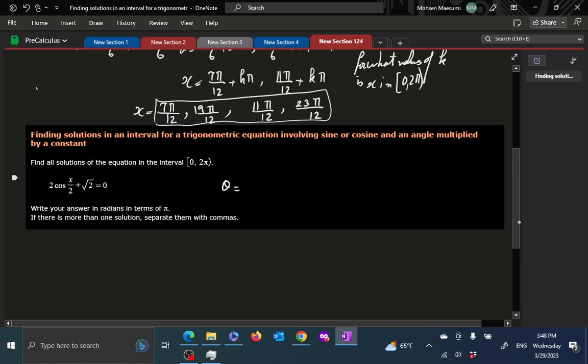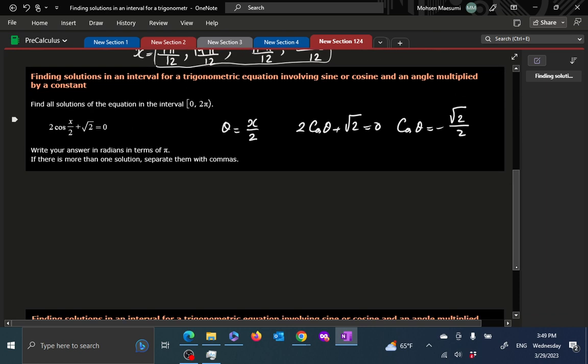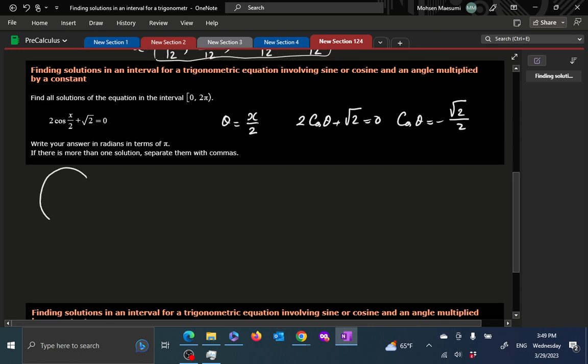So I take theta to be x over 2. So now I have 2 cosine of theta plus radical 2 is equal to 0, which tells me cosine of theta is equal to minus radical 2 over 2. How do we handle the angle itself?